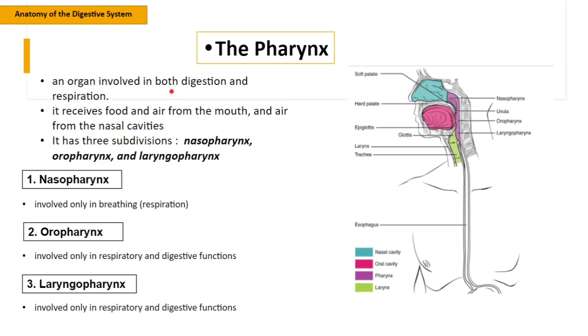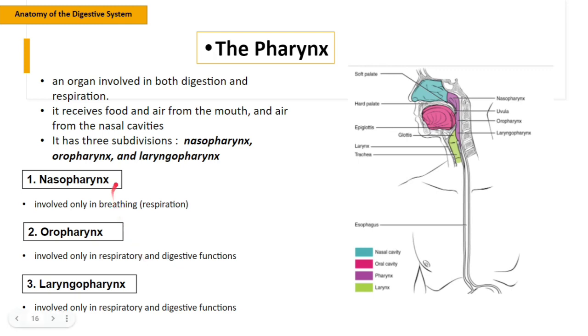And again, it is involved in the digestion and respiration process. The pharynx receives food and air from the mouth and air from our nasal cavities. It has three major subdivisions: the nasopharynx, the oropharynx, and the laryngopharynx. The nasopharynx is only involved in breathing or respiration process only. Next, your oropharynx is involved in both respiratory and digestive function. And then the laryngopharynx is involved in respiratory and digestive function.